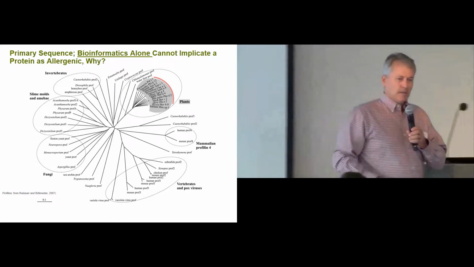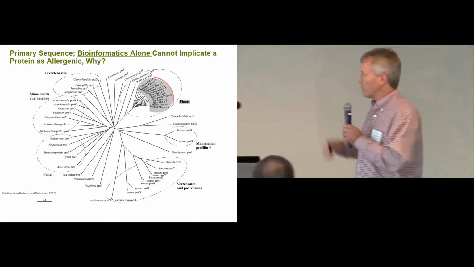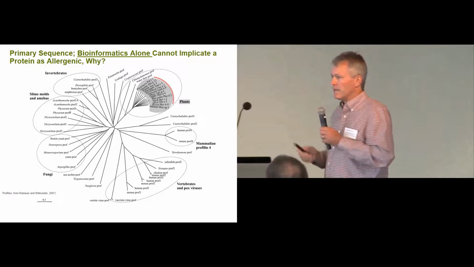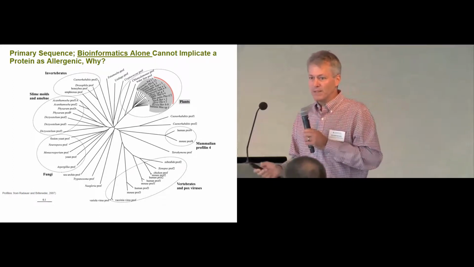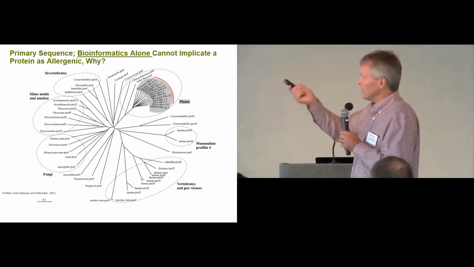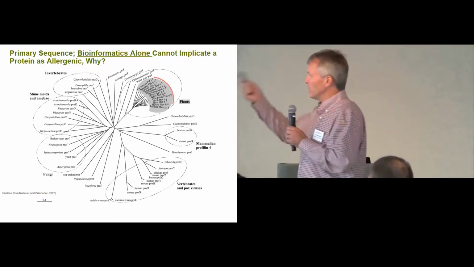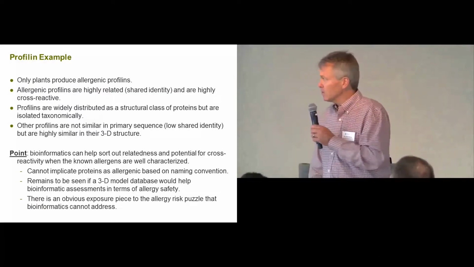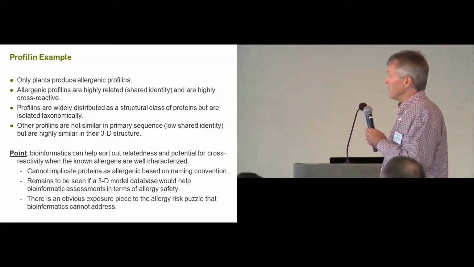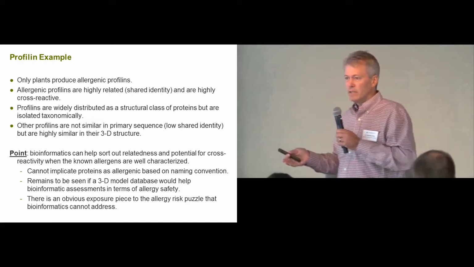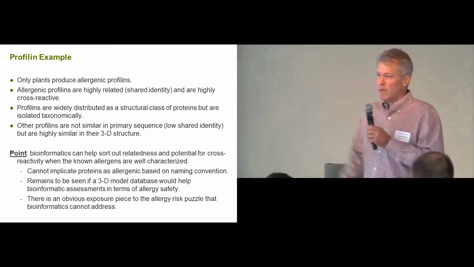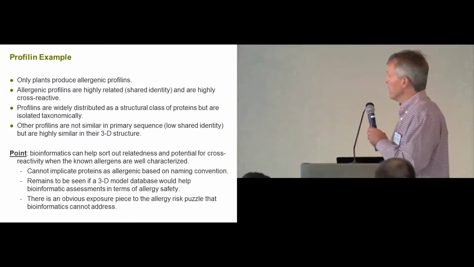But then the question would be, if I've got a profilin, certainly by name, it's implicated as an allergen. Well, no, that wouldn't be the case. In this example, we know that only plants produce these allergenic profilins, and they're also highly related. So within that group, you can get at cross-reactivity, and you can do it even better if you knew the IgE-binding epitopes within that group.